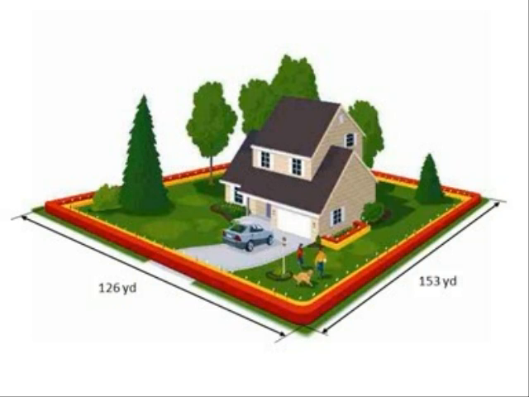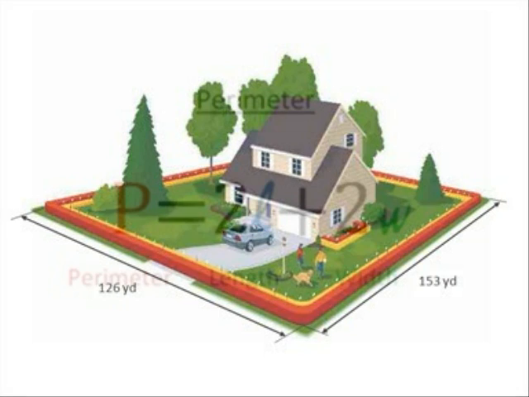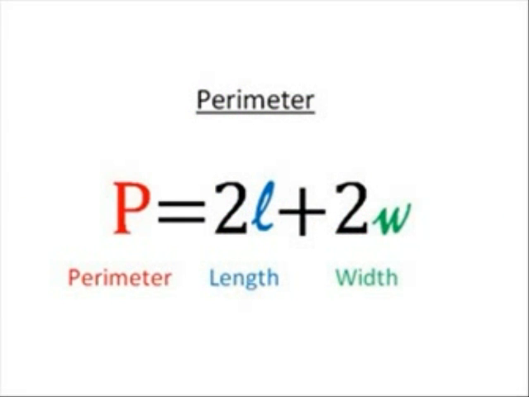So I only have to measure 2 sides of my yard instead of all 4. The perimeter equals 2 times the length plus 2 times the width. If I measure the length side and the width side of my yard, I will know the perimeter.